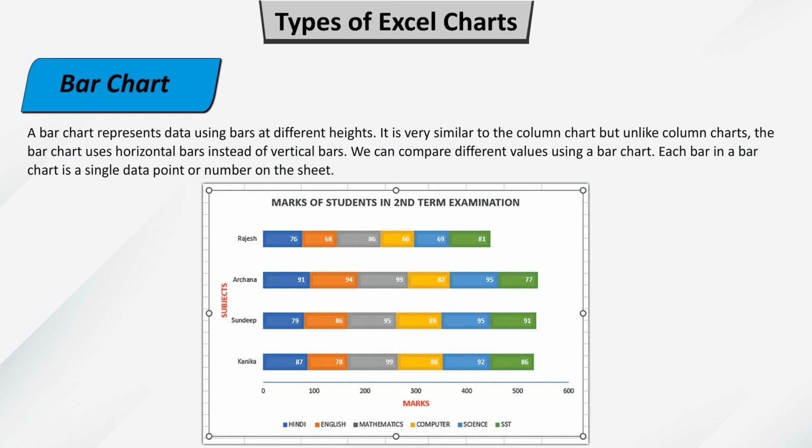Bar chart. A bar chart represents data using bars at different heights. It is very similar to the column chart, but unlike column charts, the bar chart uses horizontal bars instead of vertical bars. We can compare different values using a bar chart. Each bar in a bar chart is a single data point or number on the sheet.